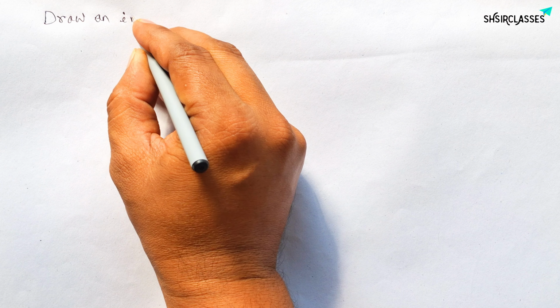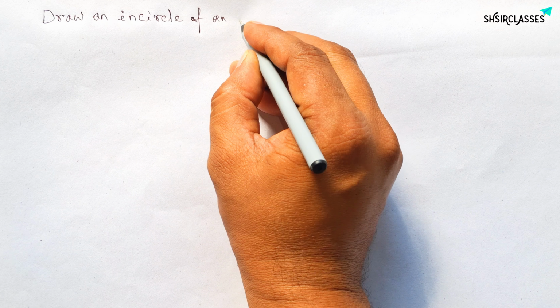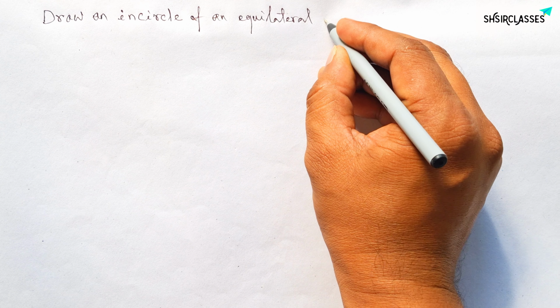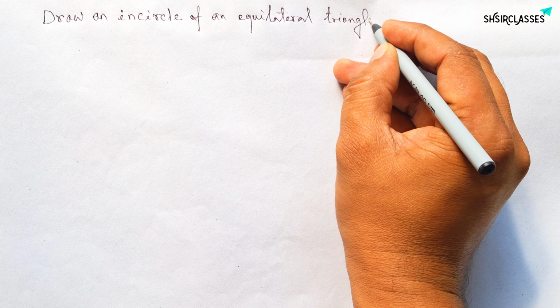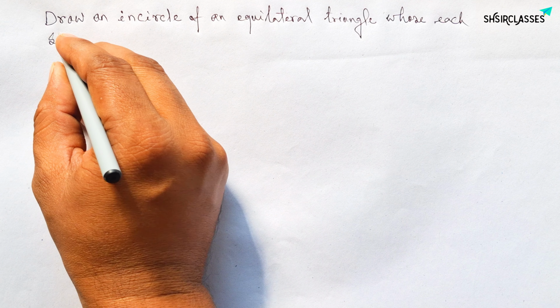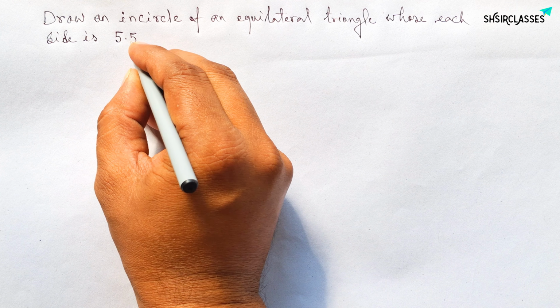Today in this video, draw an incircle of an equilateral triangle whose length of each side is 5.5 centimeter. So please watch the video till the end. So let's start the video.